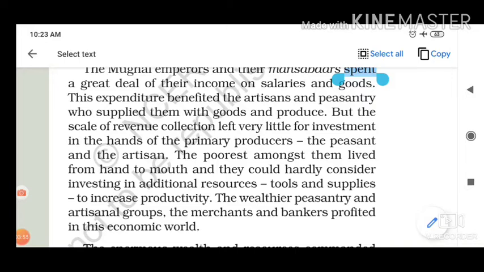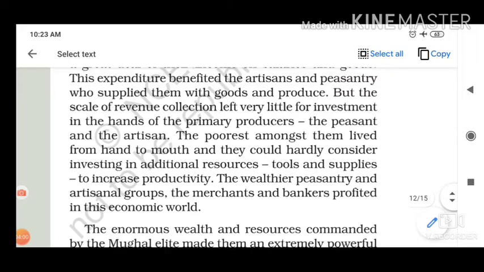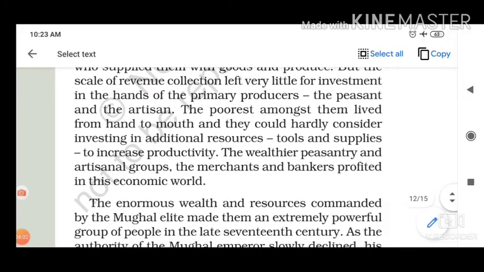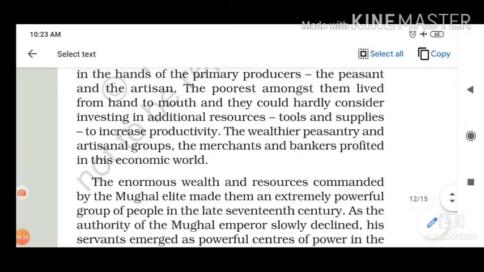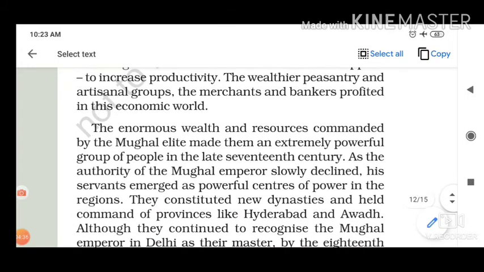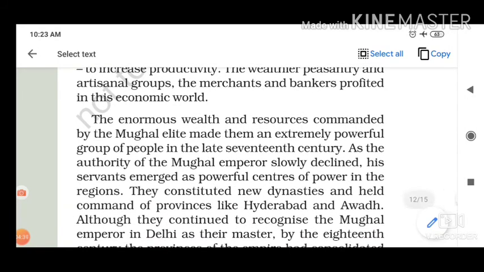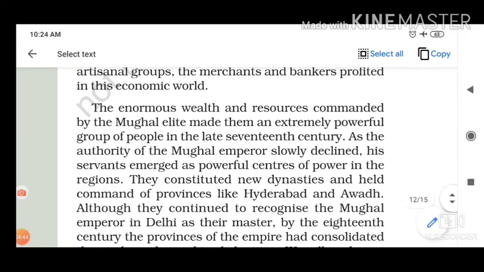But it is a very important point that only the rich peasants were earning more from this purchase. At the same time, the poor peasants could not earn any more because they had to pay the majority of their wealth for the payment of taxes or revenue. And the enormous wealth and resources commanded by the Mughal Empire made them an extremely powerful group.